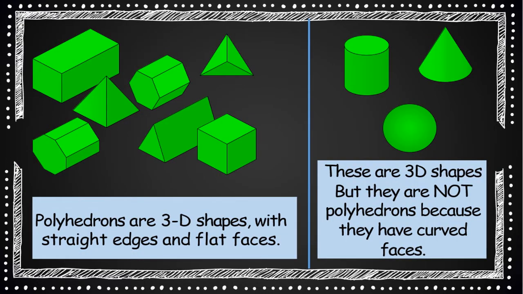So you might be wondering, what on earth is a polyhedron? Well, all these shapes over here are polyhedrons. They're just 3D shapes that have straight edges and flat faces. These are often called the plane surfaces. The ones on the right-hand side are also 3D shapes, but they're not polyhedrons because they have curved faces. So polyhedron, straight edges, flat faces. Not a polyhedron, curved faces.